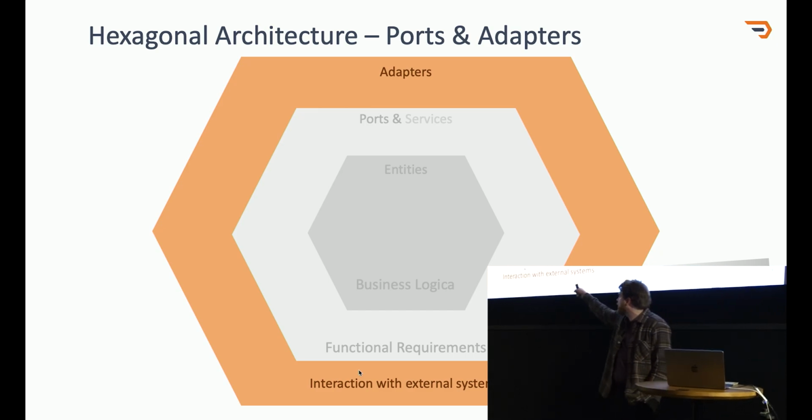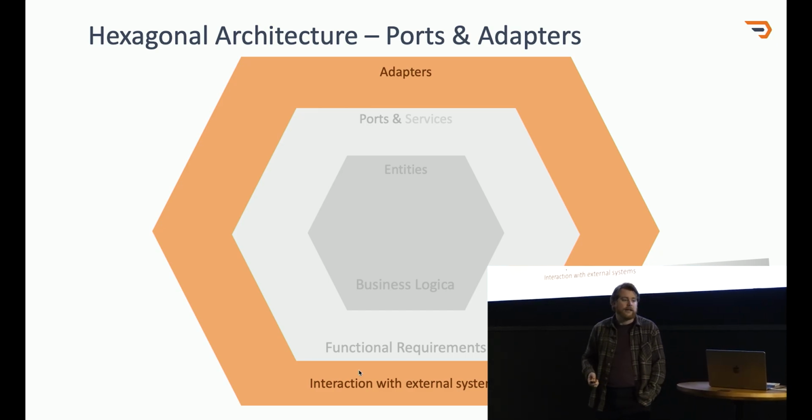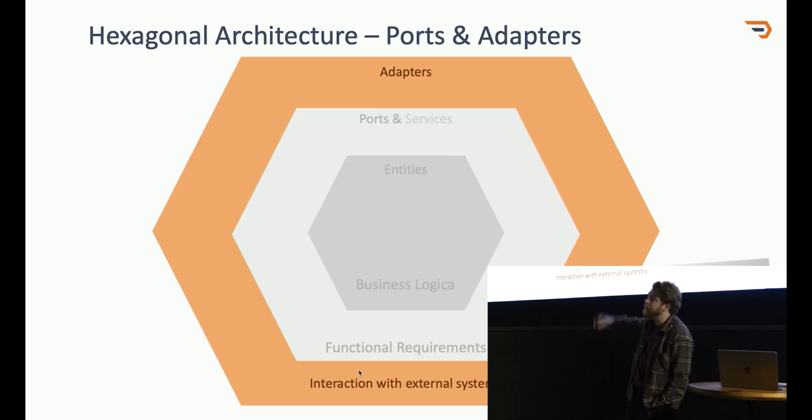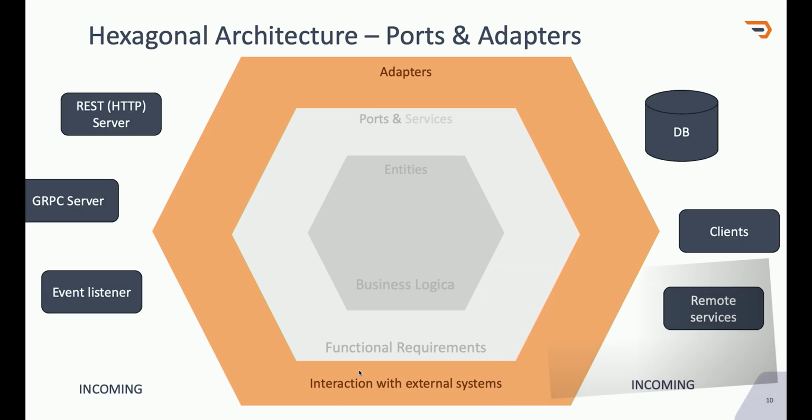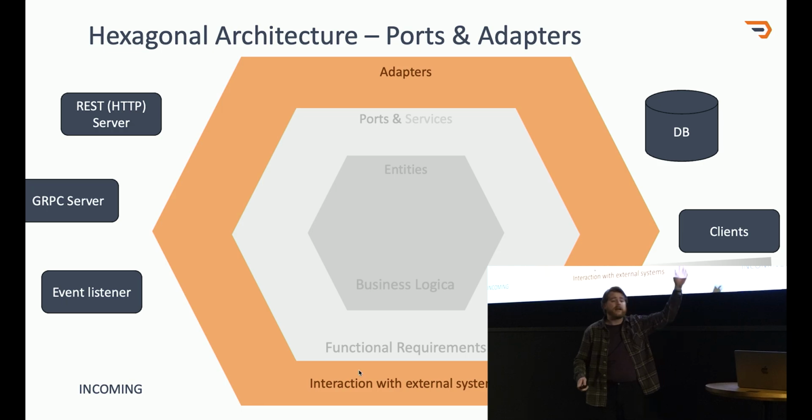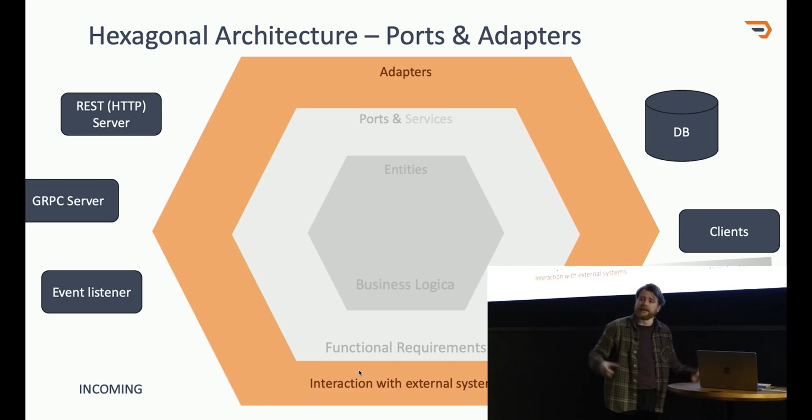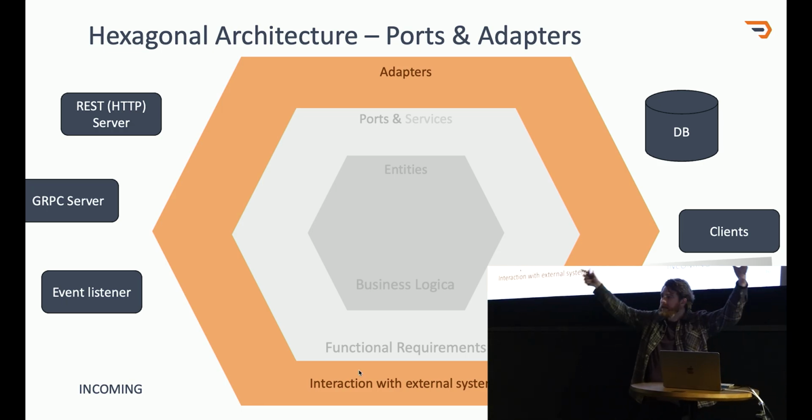This is the part that interacts with external systems. On the left side, a request might come in, like this. So we've got our REST HTTP server running, getting all these nice requests, or we're listening to events. And on the other side, we might also want to interact with the outside world. So we might want to store stuff in a database, or interact with another service or a client. That's the first layer. It's that thing that helps you connect your application to everything else.